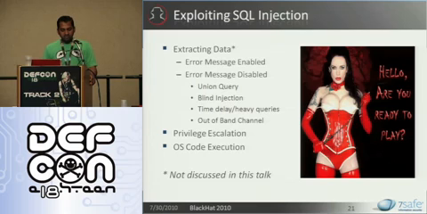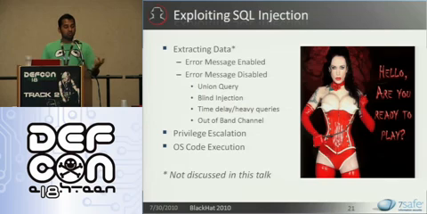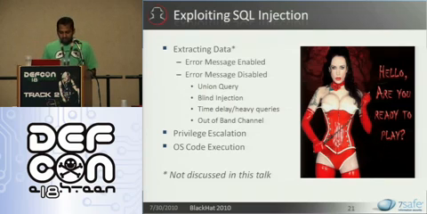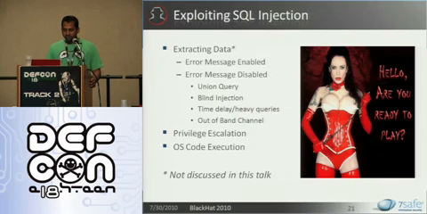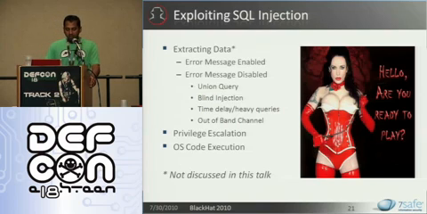Essentially, extraction of data can be divided into two categories. When error messages are enabled, just like in MS SQL, you do typecast conversion errors and extract the data within the error messages. You can do similar things in Oracle. When error messages are disabled, you can call union queries. You can do blind injection. If the front end does not give you clues about blind injection, you might be able to call some time delay functions. And lastly, you can also use out-of-band channels in Oracle.